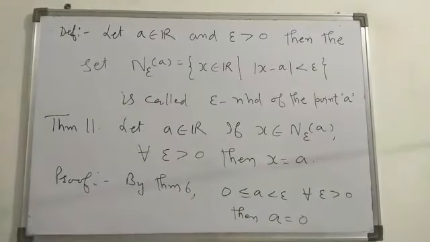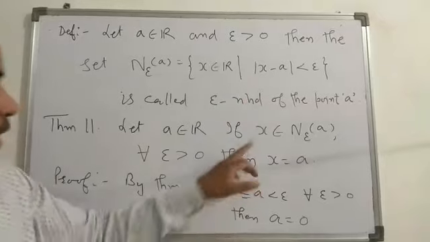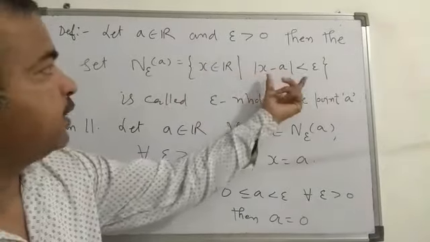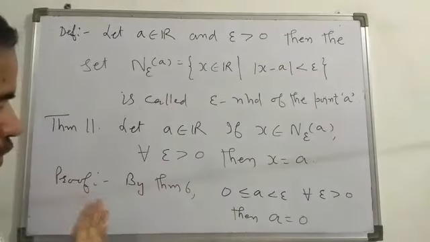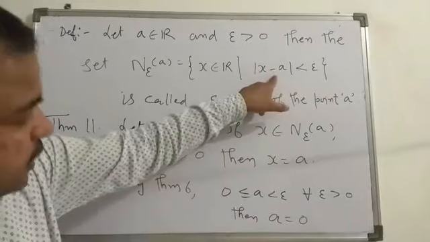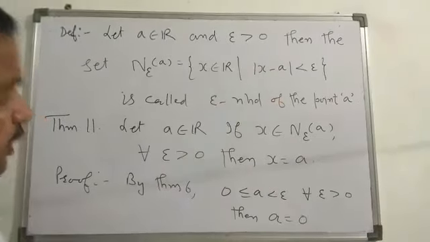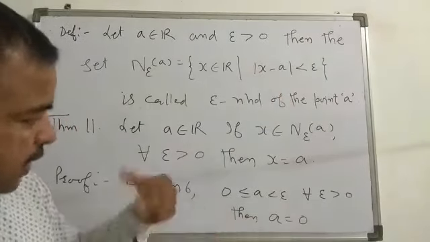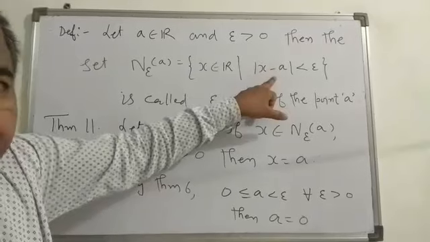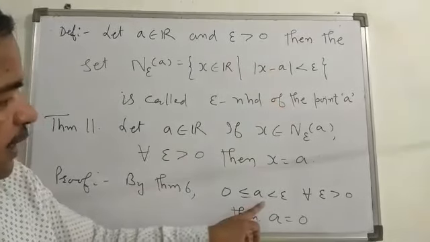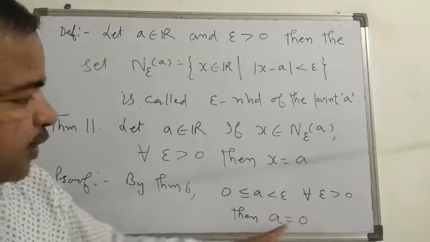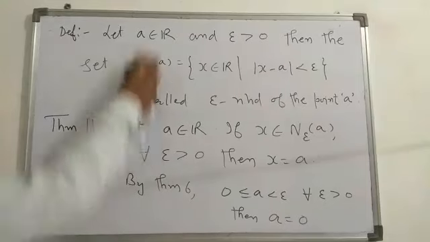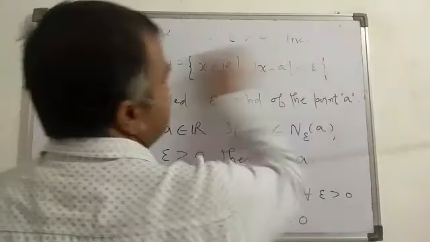Now in this case, x belongs to the epsilon neighborhood of A means x satisfies this inequality, mod of x minus A is less than epsilon. So if I replace this A by x minus A, because mod is always greater than or equal to 0, I can replace this A by mod of x minus A. So if mod of x minus A is less than epsilon, then mod of x minus A is 0, means x minus A is 0, means x equals A. So this is the proof.